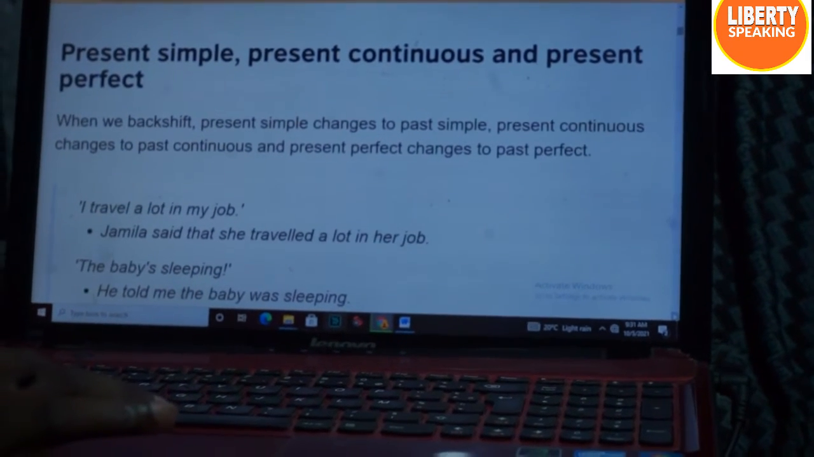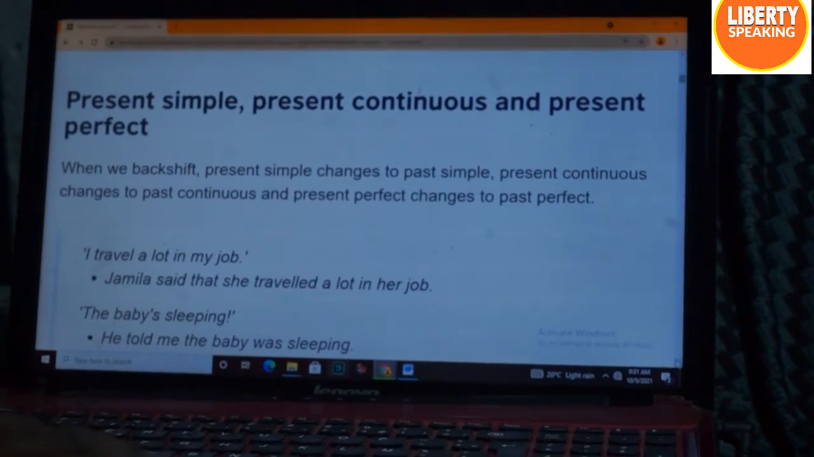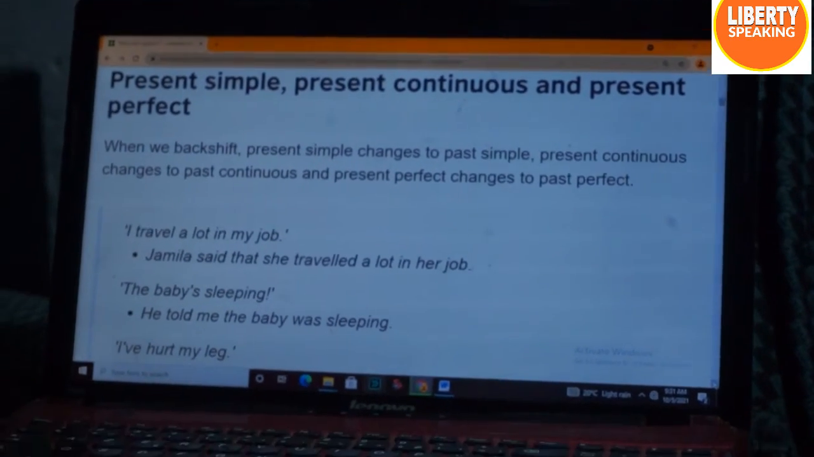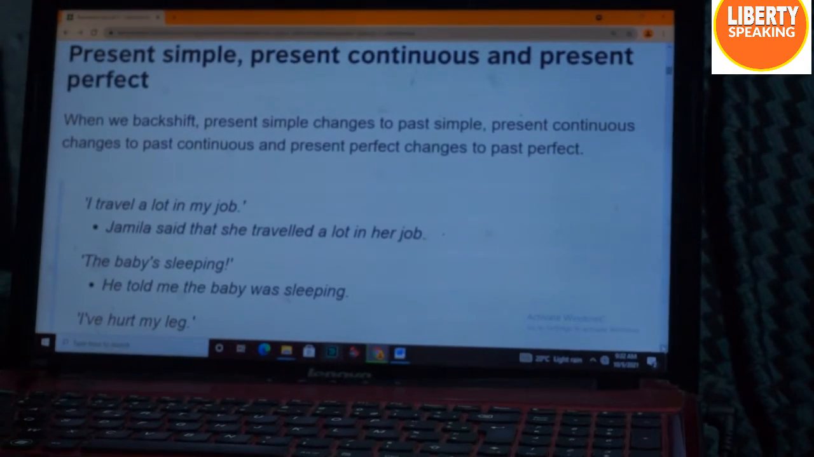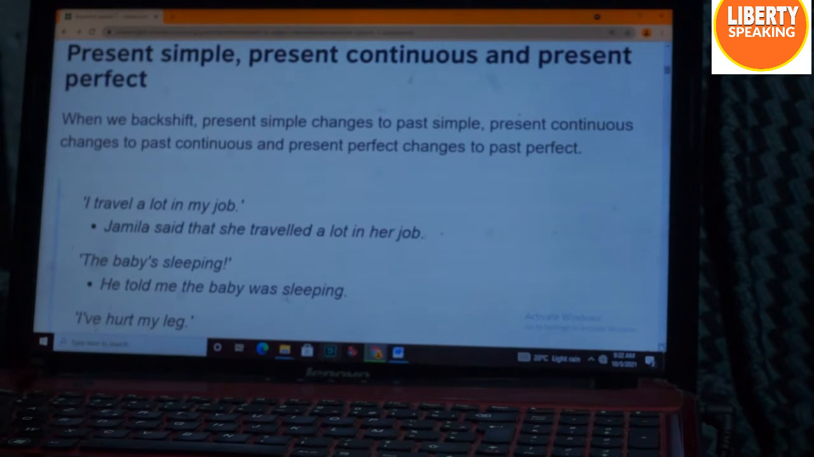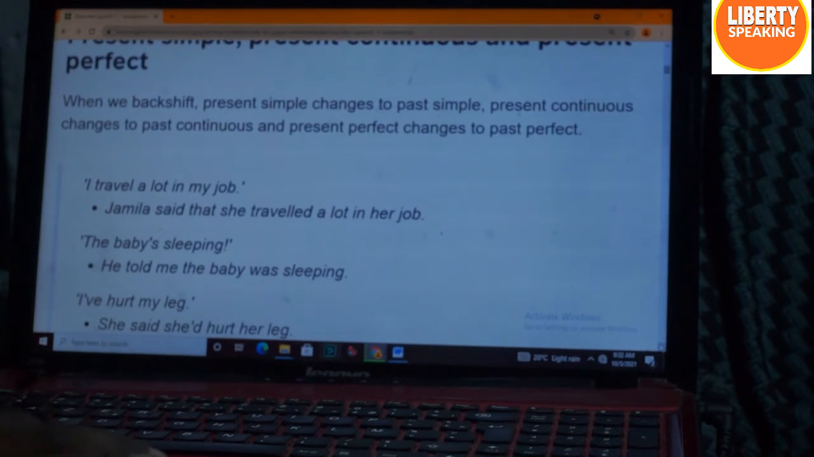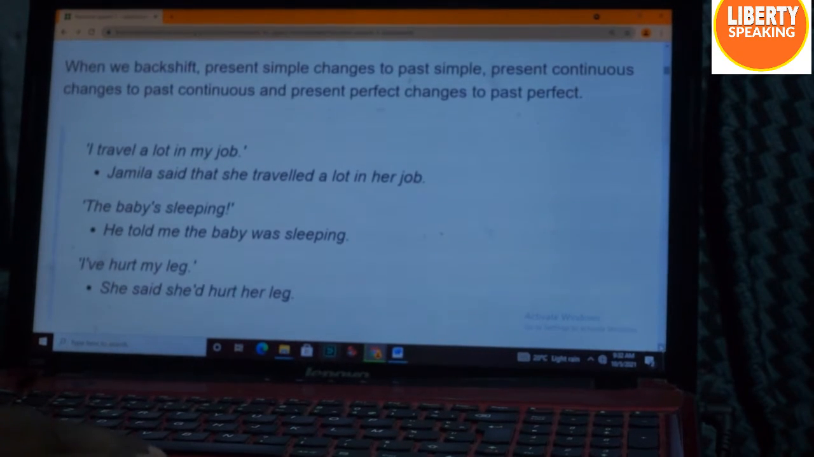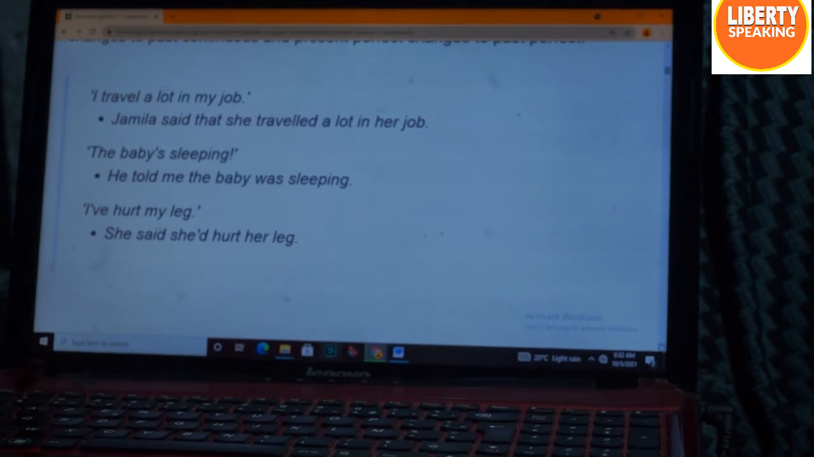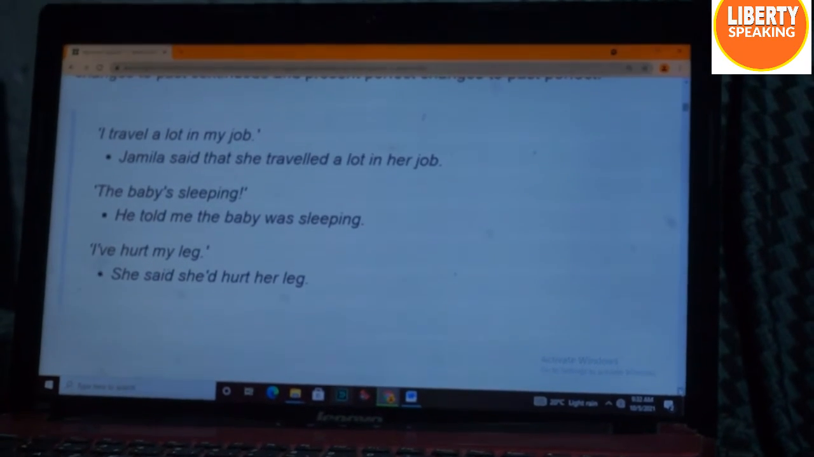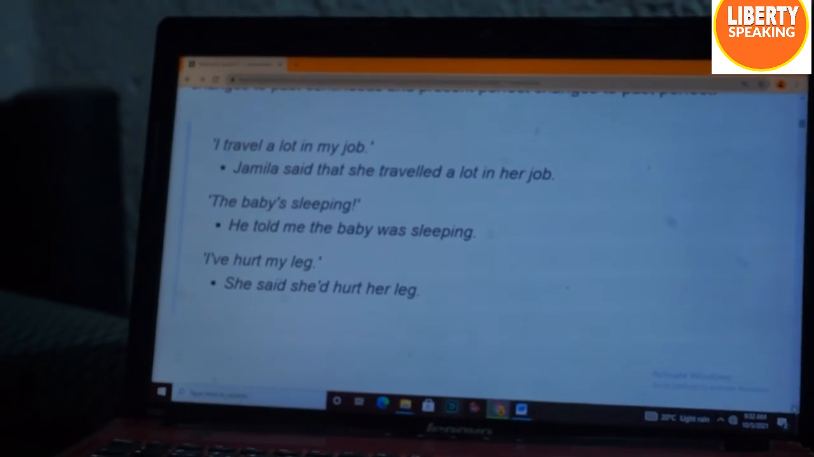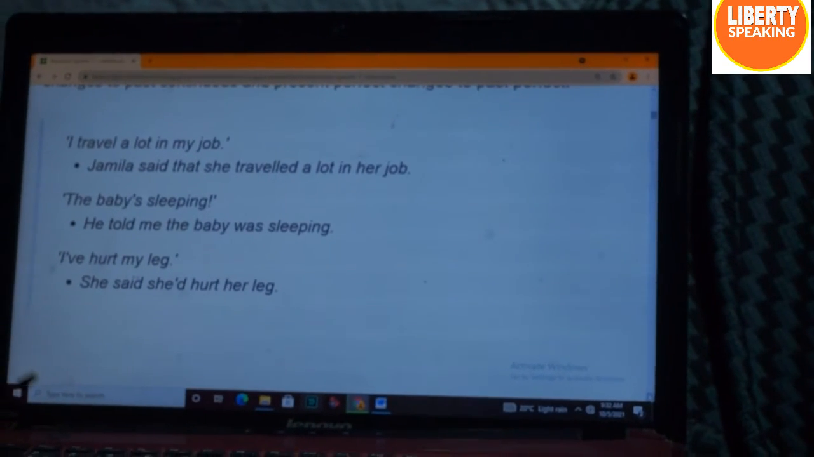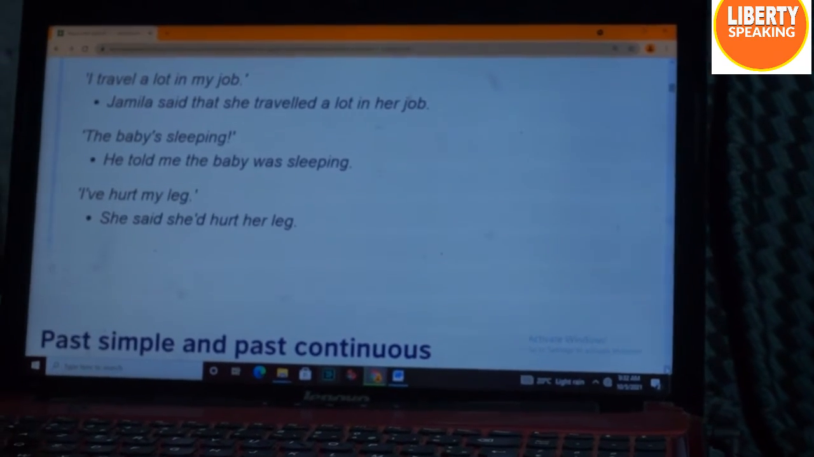Present simple, present continuous, and present perfect. When we backshift, present simple changes to past simple. Present continuous changes to past continuous, and present perfect changes to past perfect. Look at these sentences. I travel a lot in my job is in present simple. So, in reported speech, you can say, Jamila said that she traveled a lot in her job. Traveled is simple past.